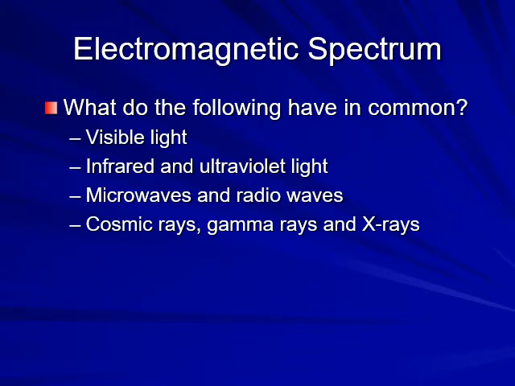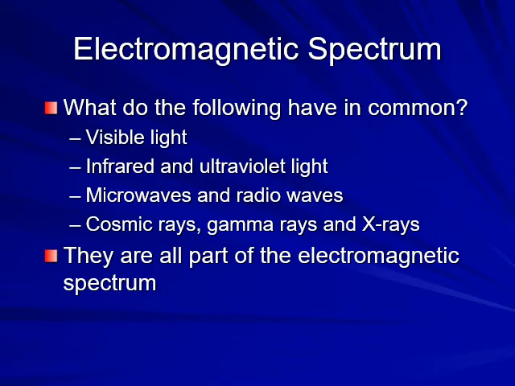So what do all the following have in common? They seem completely different: visible light, infrared, ultraviolet light, microwaves, radio waves, cosmic waves. How are they the same? Well, it turns out that they are all part of the electromagnetic spectrum. They're all made of the same stuff.